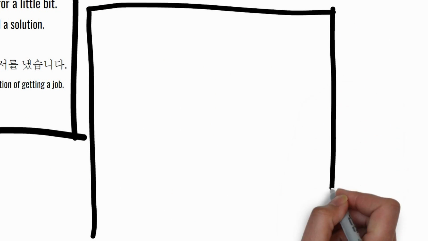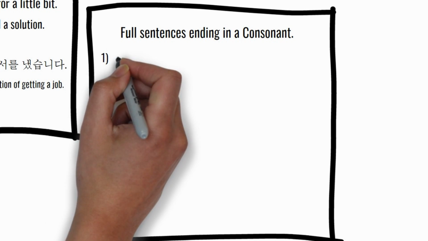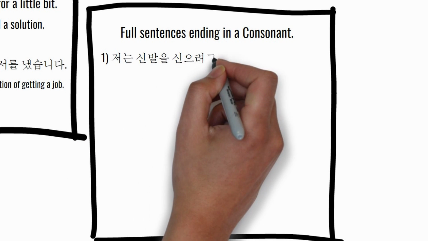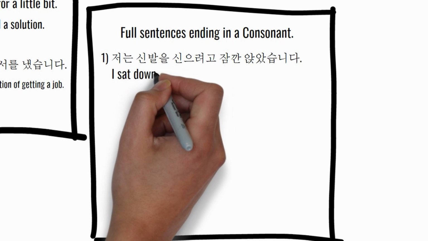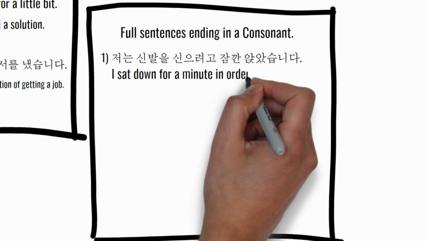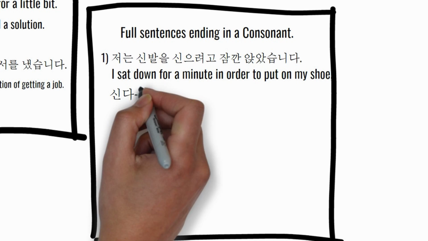Now let's look at full sentences ending in a consonant. 저는 신발을 신으려고 잠깐 앉았습니다. I sat down for a minute in order to put on my shoe. The basic form of the verb here is shinta, which means to put on.